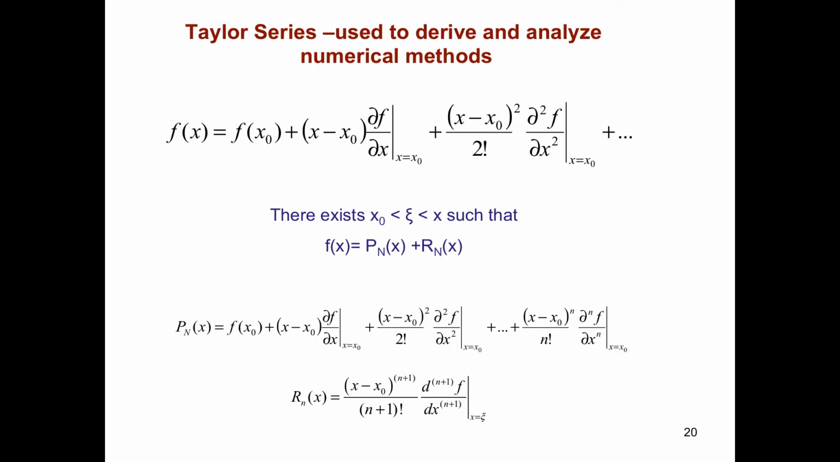Yes? Just a question: obviously we can choose values for x naught, but can we choose a value for e? For E, this is zeta. Zeta? Uh-huh.